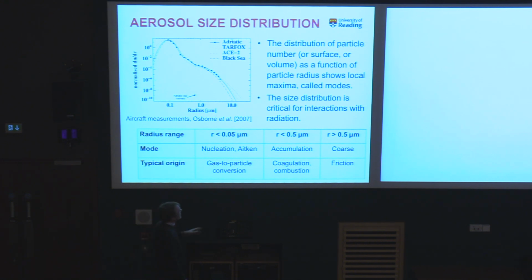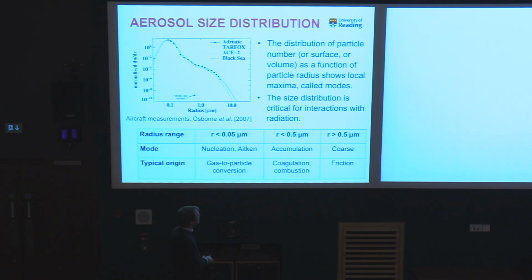Then if you go on a little bit, slightly larger particles, up to 0.5 microns radius, this is the accumulation mode. It's named that way because it results from the accumulation of smaller particles that stick together to form larger ones. So it results mainly from coagulation of small particles, but also from combustion processes, which tend to form particles of those sizes.